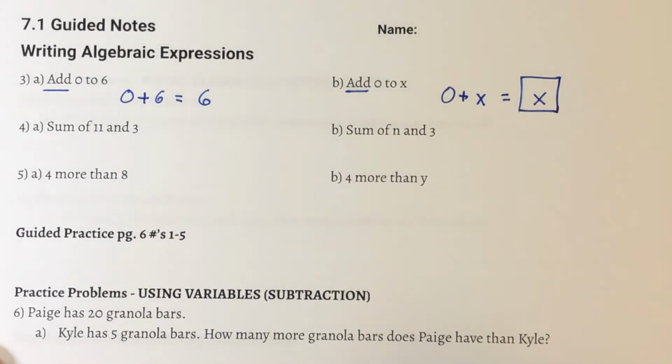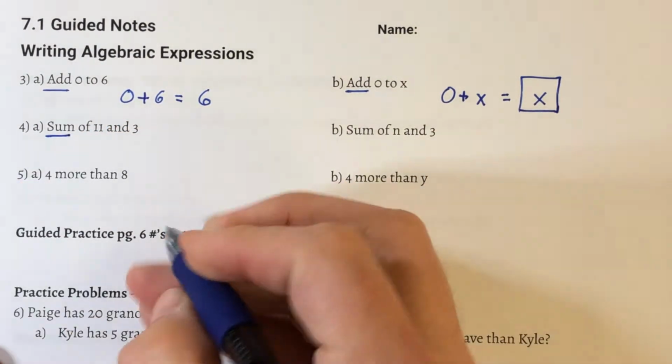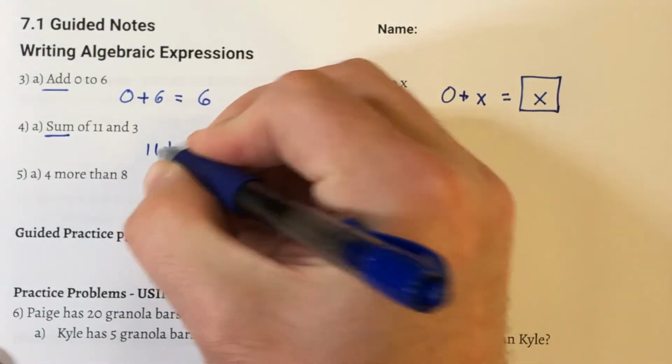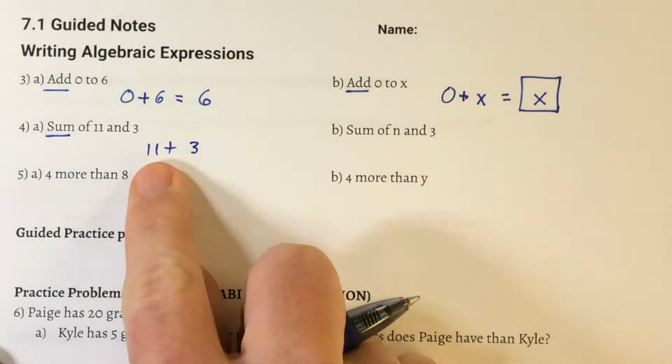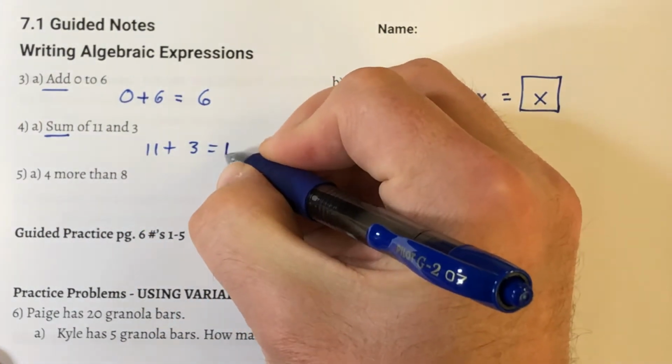Let's do some more examples. Sum. Sum means add. What are we going to add? We're going to add 11 and 3. So 11 plus 3. Can I combine these? Yes, they're both numbers. 11 plus 3 is going to be 14.